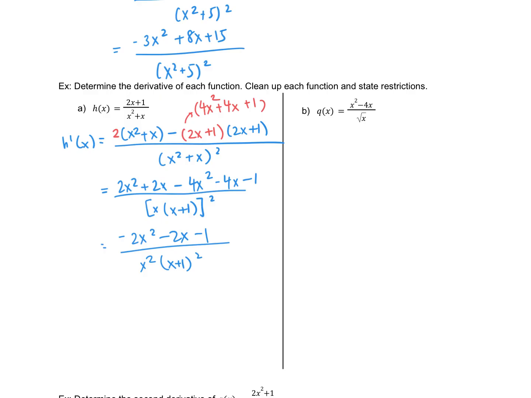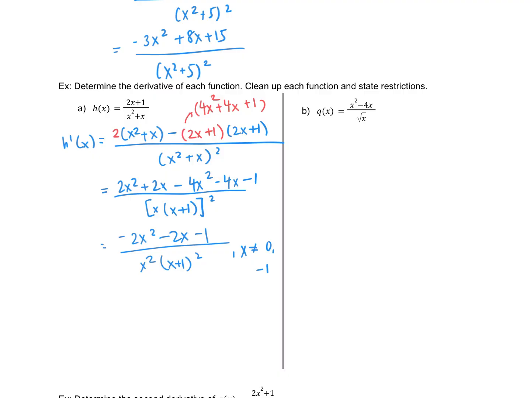I could try to factor the numerator, but it won't work. So x can't be 0 and x can't be negative 1. Otherwise, we'll get 0 in the denominator. So there we have it. There's a quotient rule. There's some cleaning up and restrictions.